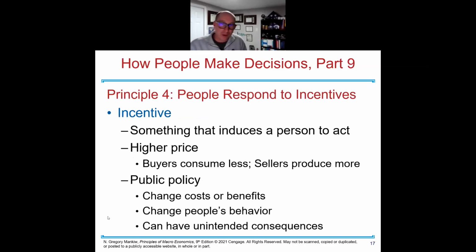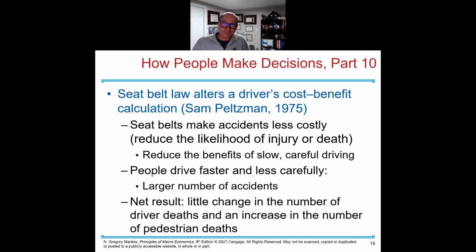Principle 4, people respond to incentives. If you pay them, they will do the work. That's incentive, right? The incentives kind of go along with supply and demand. The idea behind supply and demand is that when the price of something is higher, people buy less of it. The demand goes down when the price is high. When the price is low, demand goes up. Pretty straightforward. Public policy also can be incentives as well. Changes in costs and benefits. Incentives to wear your seatbelt, besides it being a law, is to protect your life.